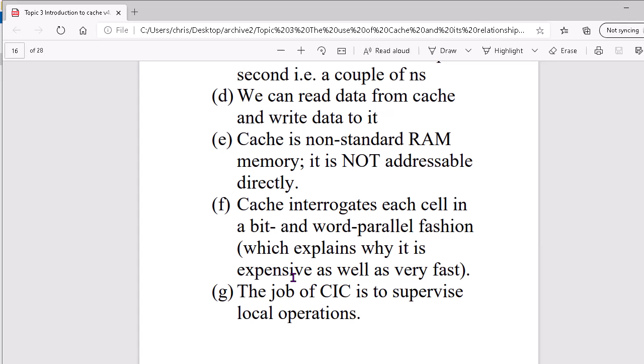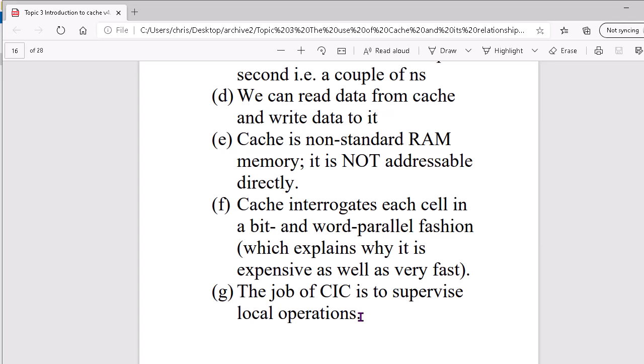So if you've got something like 4096 cache memory cells, it's going to search each one in parallel for a particular address. Right. Cache interrogates each cell in a bit and word parallel fashion, and I'll talk to you again about the structure of cache later on. And the only job of a cache interface controller is to supervise all the local operations. So what the KICK does is to spring into action if the CPU wants to do a memory read or a memory write, which we haven't thought about.